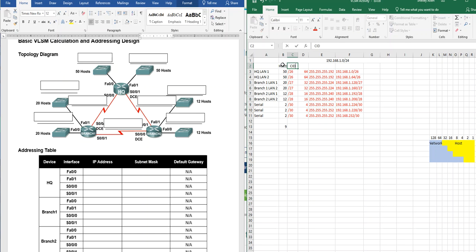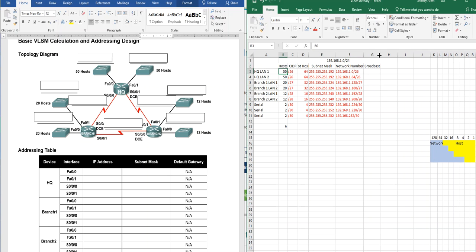This would be the CIDR notation. This would be the number of hosts that it accommodates for, so total number of hosts. This is your subnet mask. This is your network number. And this is your broadcast.